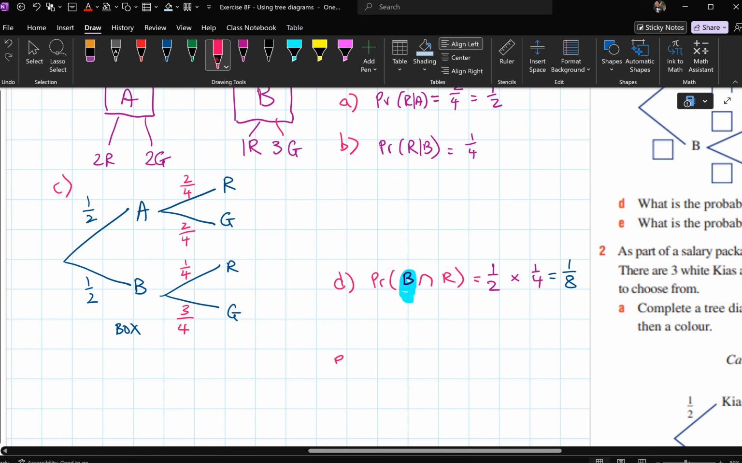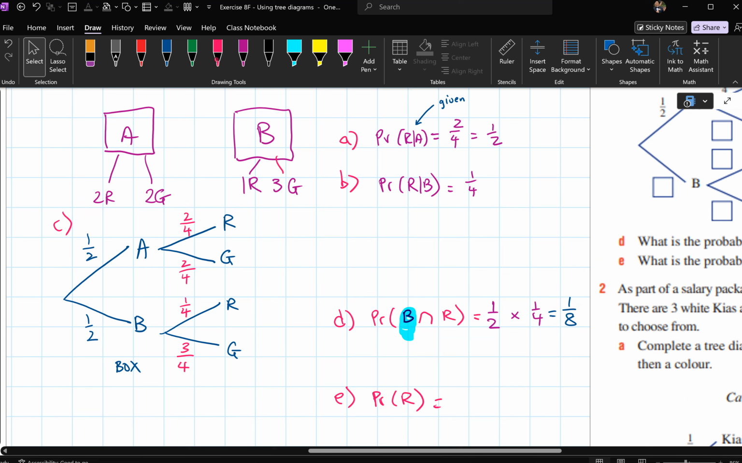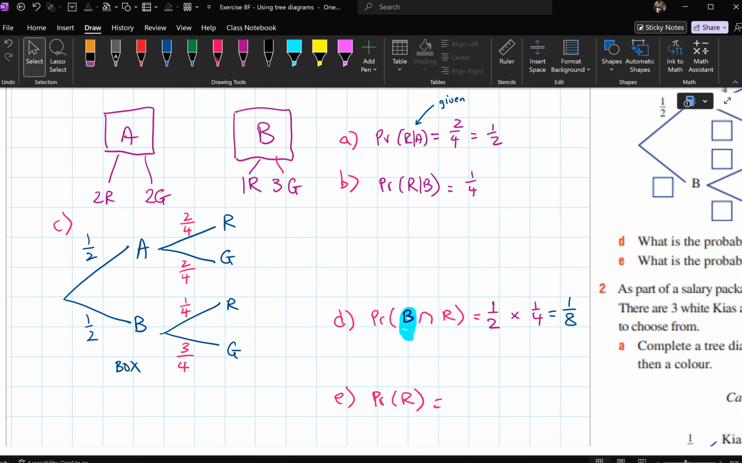Now E is asking, what's the probability of getting a red counter? See a difference in my notation? In my notation, over here, I had given that A was chosen, given that B was chosen. This one was getting B first and then getting a red counter. Here, I'm just saying, what's the chance of getting a red counter overall? How would you calculate that, Molly?